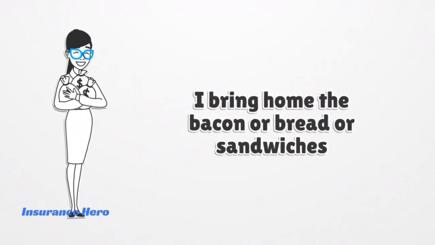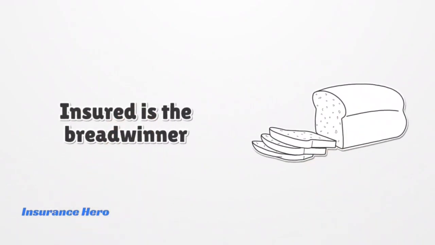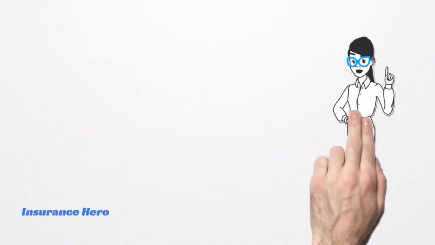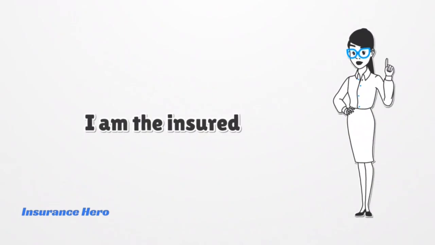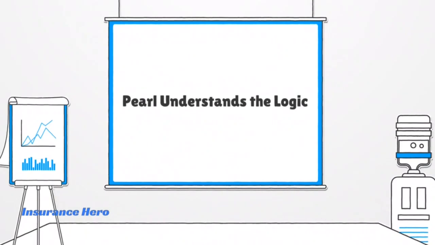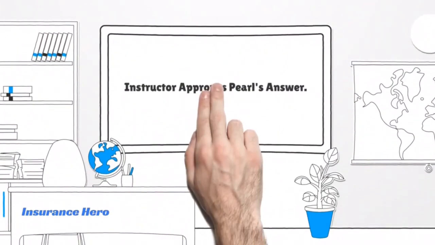First, we have the insured. In this case, Pearl is the insured because we want to purchase life insurance on her as the breadwinner. That makes sense. I'm the one whose life is being insured.